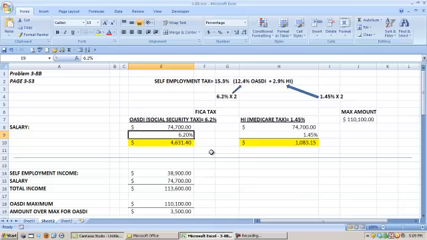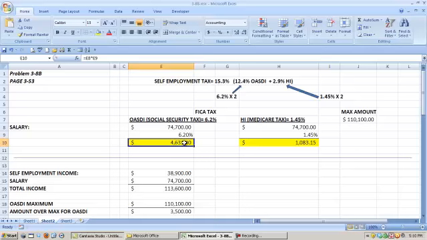Now, for the problems, and I said this in the last video too, we're going to use the 6.2%. We're not going to use the reduced 4.2%, right? So when this textbook went to publish, nobody knew what was going to happen. So we're going to stick with the figures that the textbook uses. So 74,700 times 6.2% gives us $4,631.40. This is the Social Security tax that would have been withheld from his paycheck.